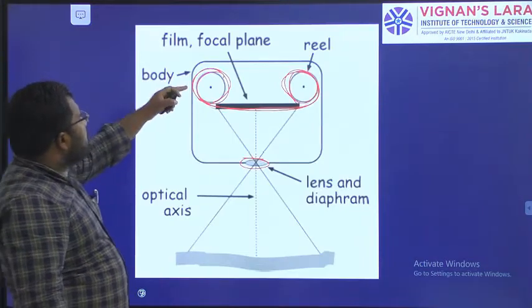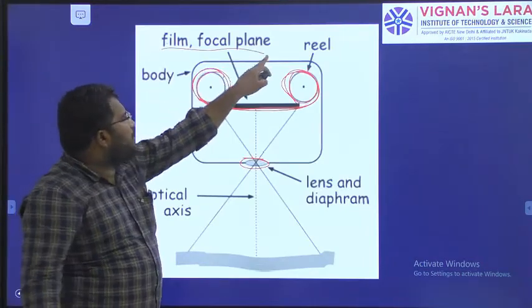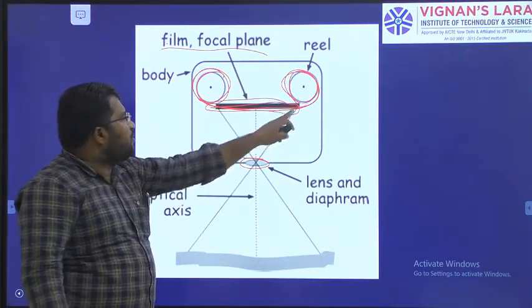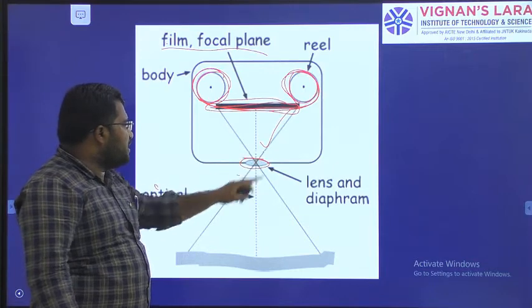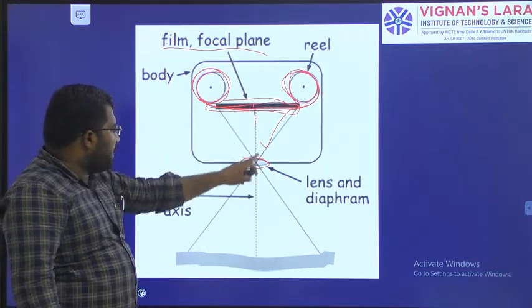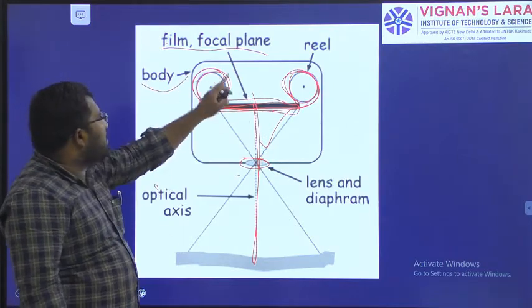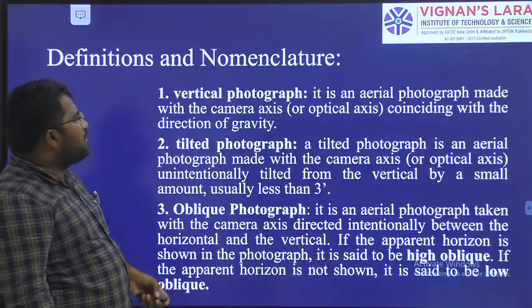Next, you can see here this is the film or focal plane, where we get all the images. This is the cone, this is the reel, and this is the lens and diaphragm. Then we have an optical axis from the center exactly from here. Then you have the camera body. These are the parts of the camera.